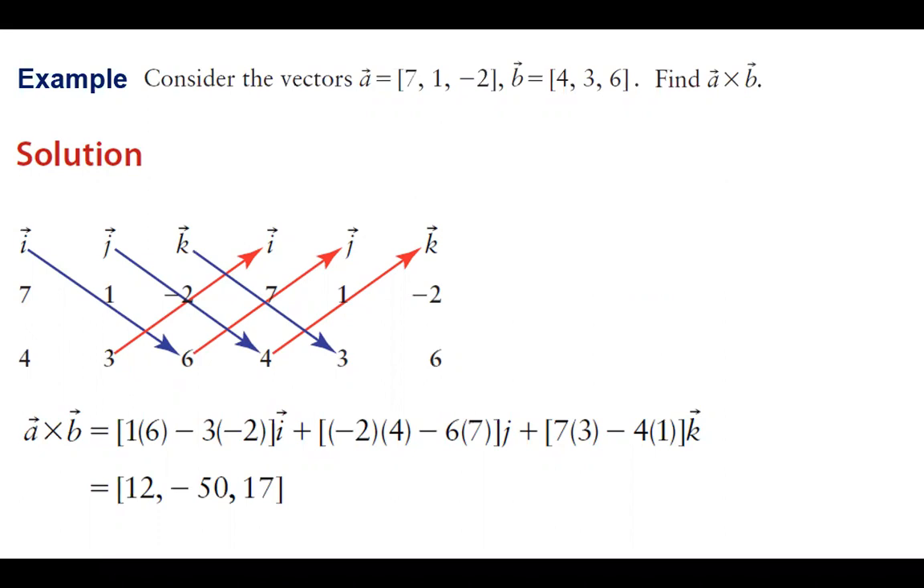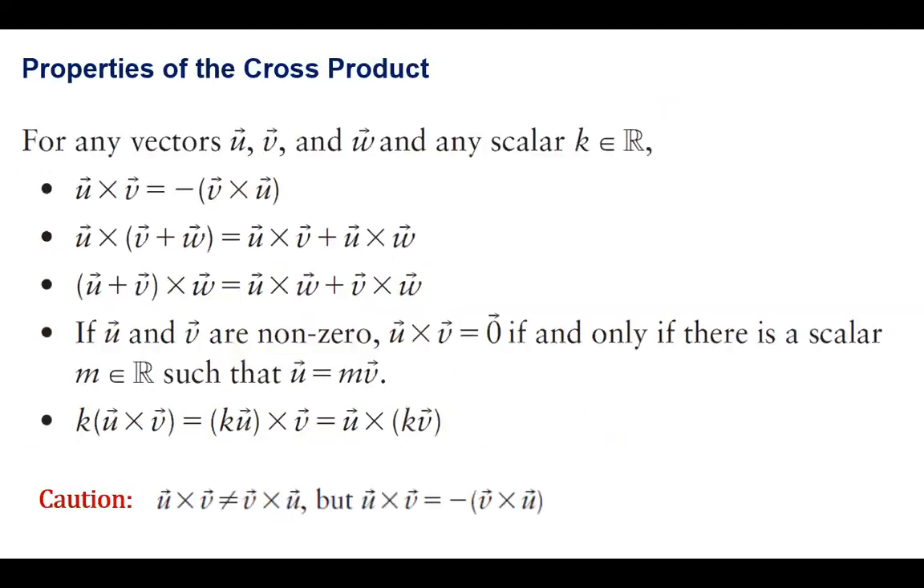Okay, so we have talked about the definition of cross product geometrically and in Cartesian form. Then let's have a look at the properties of the cross product. So for any vectors u, v, and w, and any scalar k belonging to the real number set, we have the following properties. First, u cross v equals negative v cross u. We have already seen this in previous examples, right?